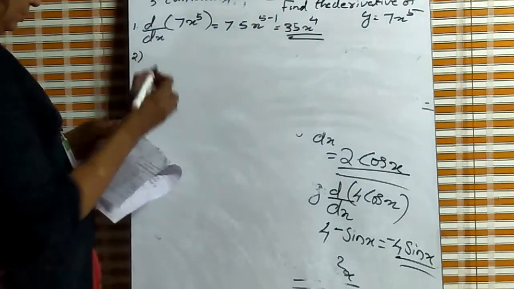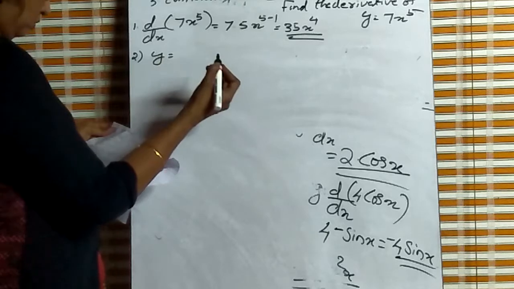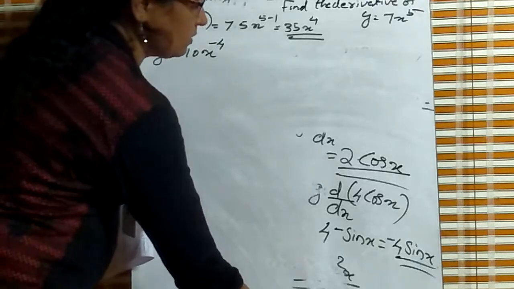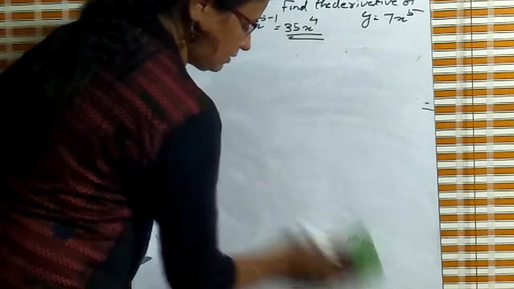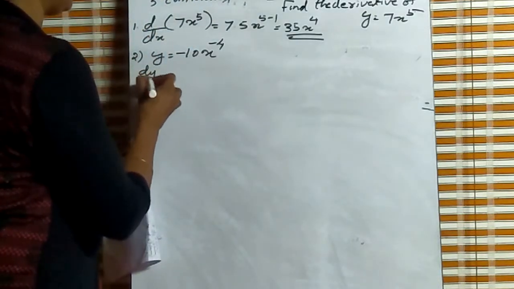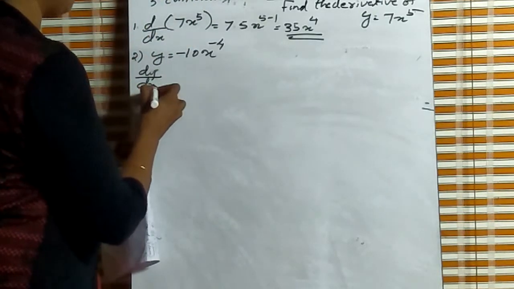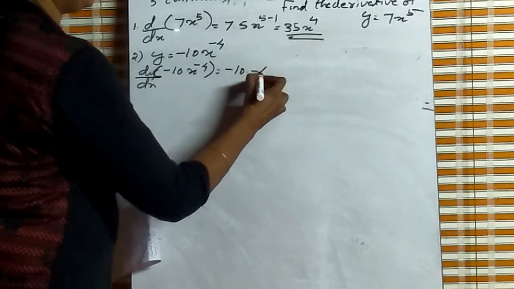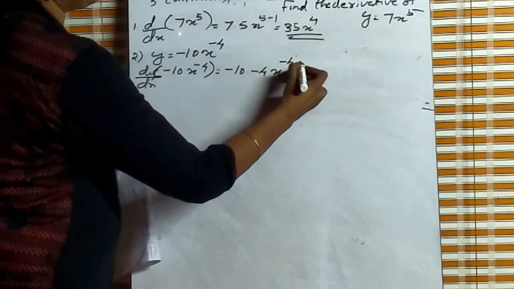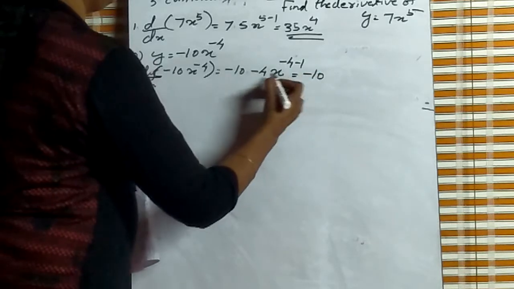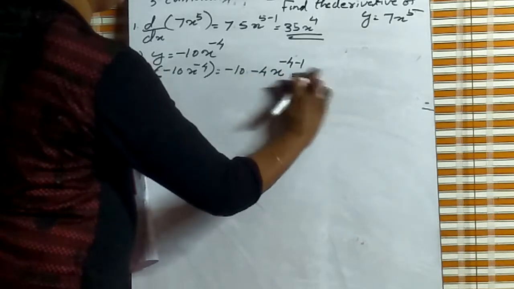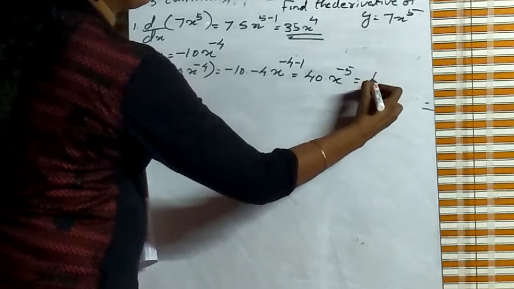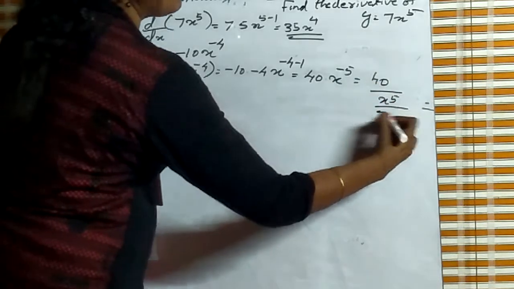Then second question, y is equal to minus 10 x raised to minus 4. dy by dx, or d by dx of minus 10 x raised to minus 4, is equal to minus 10 into minus 4 x raised to minus 4 minus 1, equals minus 10 into minus 4 is 40 into x raised to minus 5, equals 40 divided by x raised to 5.